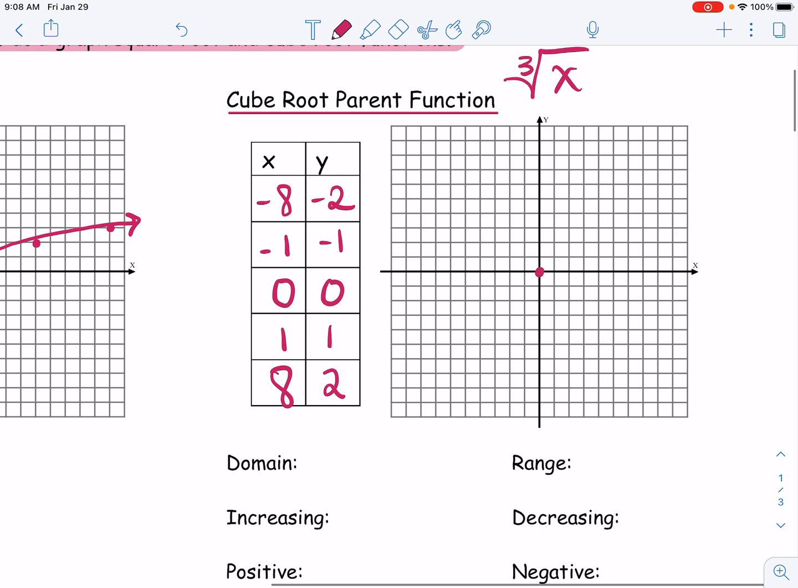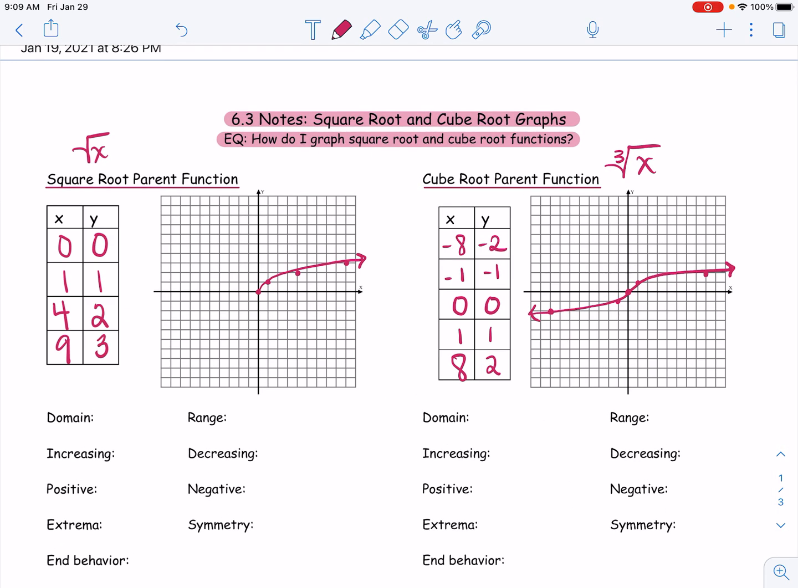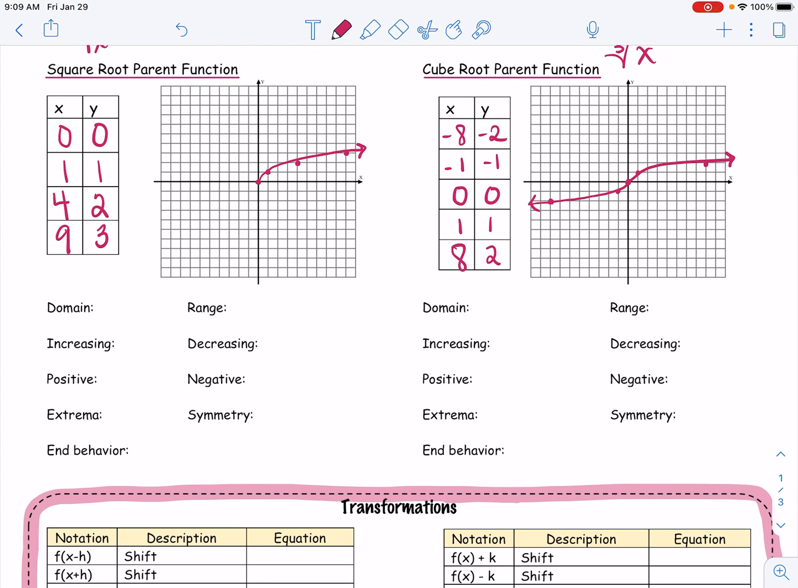I can start at 0, 0. I can plot negative 1, and a positive 1, positive 1. And then I can plot a negative 8, negative 2, and a positive 8, positive 2. And when I connect those points together, you're going to see that it looks very, very similar to our normal cubic parent function, just inversed, right? It is the inverse. Our x's and our y's have flipped, so that is the inverse. So it's kind of off to that side. It's sideways.